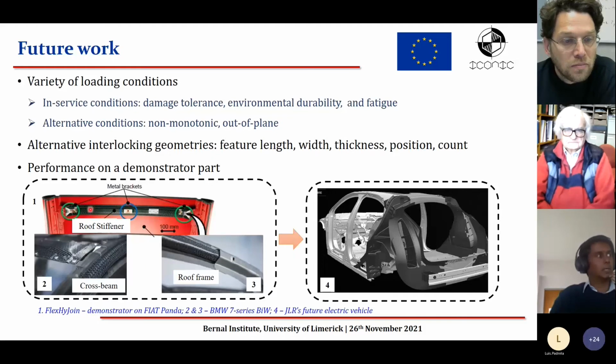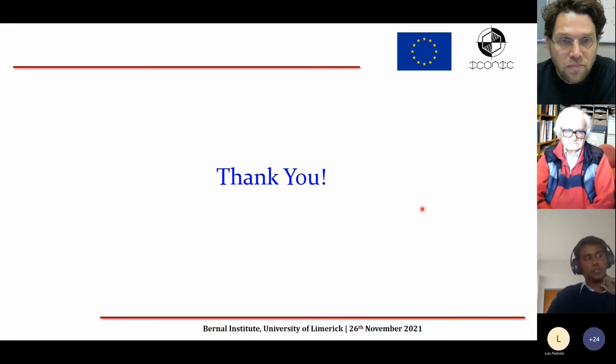The one there is actually a demonstrator part from an EU project on Fiat Panda, and these two are the multi-material structures in BMW 7 Series. And when we get to this stage is when the OEMs will have some confidence in taking it further into their actual products. That brings me to the end of the presentation.